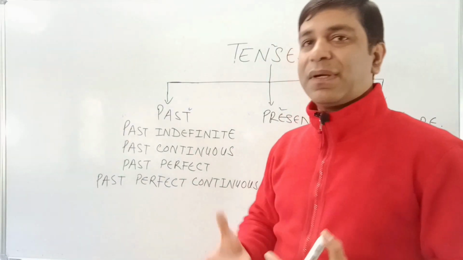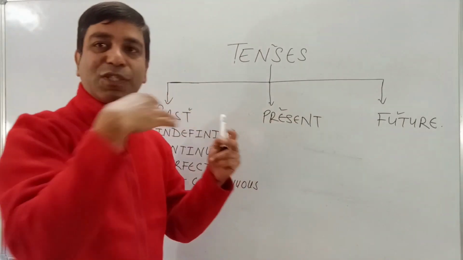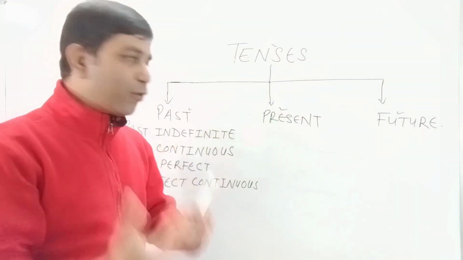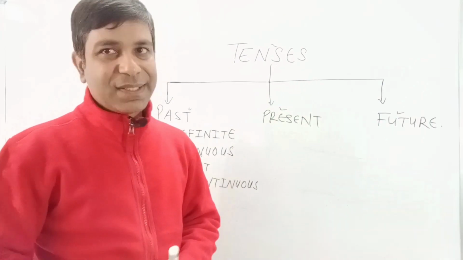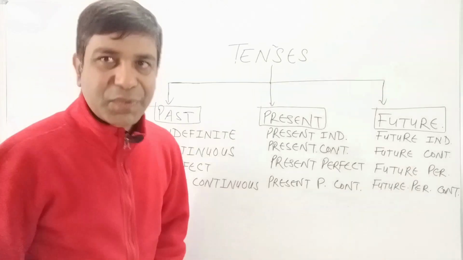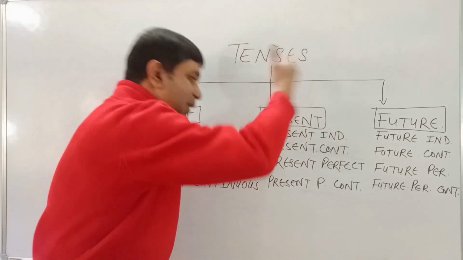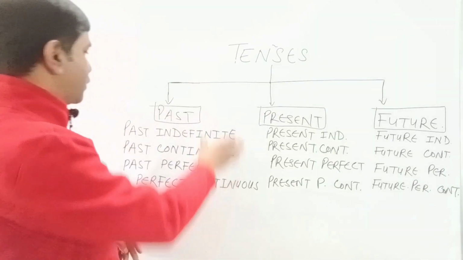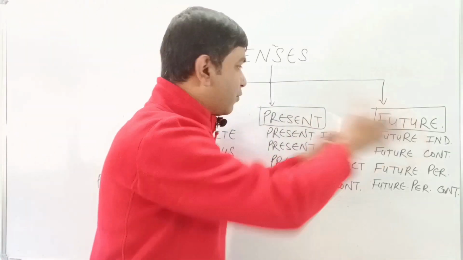And once you understand the names of these four children of this first son, past, then it is very easy to remember the names of the remaining two children as well, because the flow is the same. Let me write the names and get back to you again. Now, this is the complete family chart of the tenses. We have already talked about past tense. So now let us look at present and future.